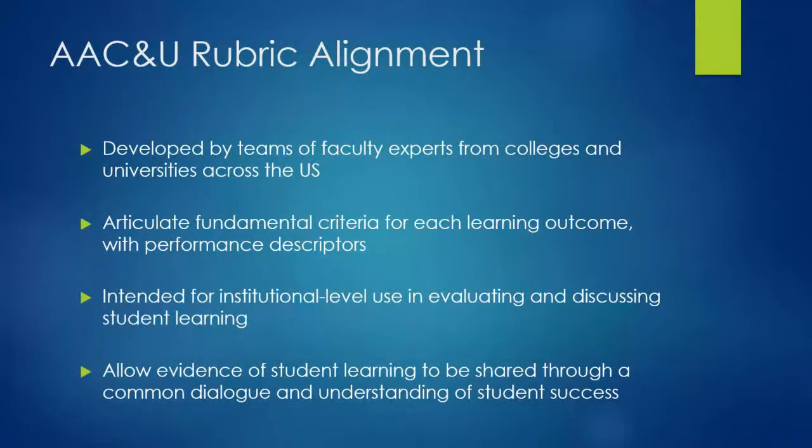And some of the benefits of this rubric. So the Association of American Colleges and Universities rubrics, these were developed by teams of faculty experts from colleges and universities across the United States. These rubrics articulate fundamental criteria for each learning outcome with performance descriptors. So it's basically building on this idea of having an outcome, but then actually having a tool that articulates subcomponents of that outcome, and also with performance descriptors.